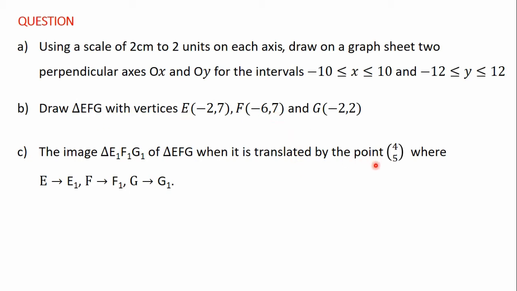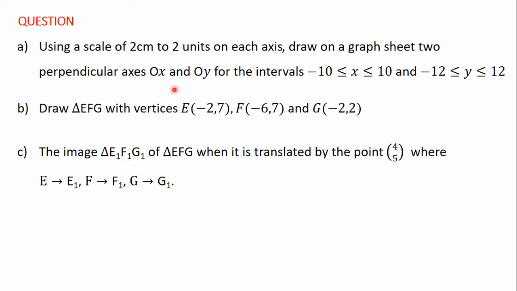So we use the translation vector 4, 5 to translate the point E with coordinates -2, 7 to get E1. Then we use the translation vector 4, 5 to translate the point F with coordinates -6, 7 to get the image F1. Then we use the same translation vector 4, 5 to translate the point G with coordinates -2, 2 to get the image G1. After that, we join the points to form the image triangle E1, F1, G1.